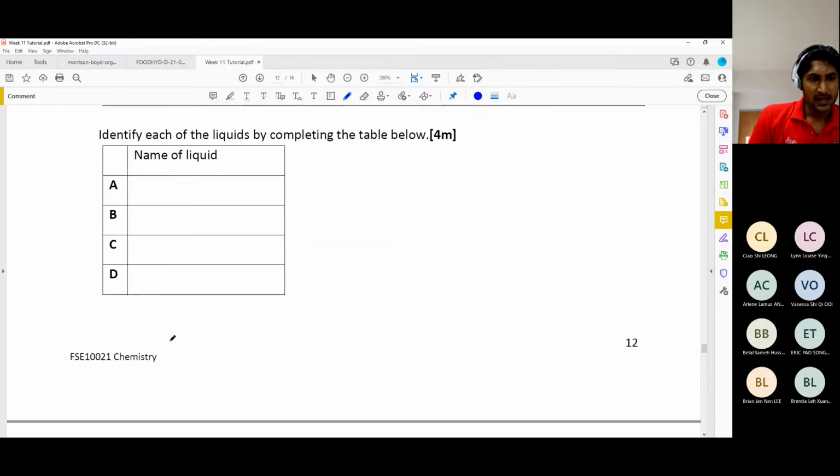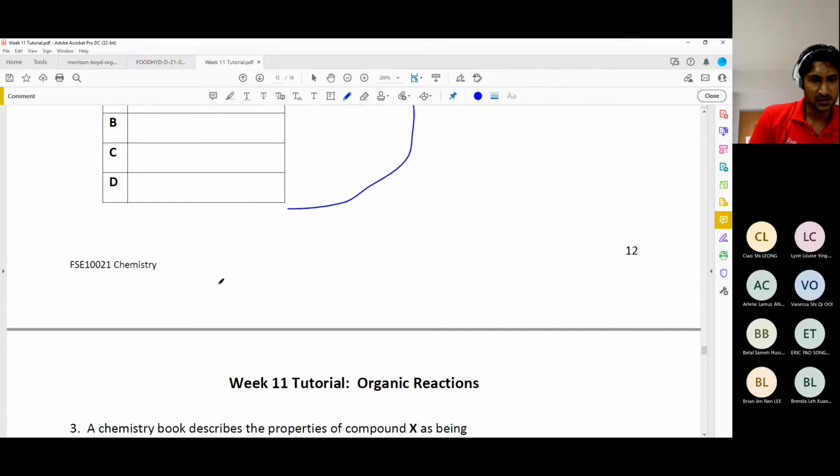Name of the liquid, and also sometimes it will say, structure of the liquid. Draw the structure of the liquid.